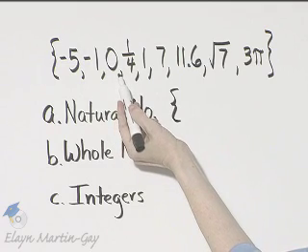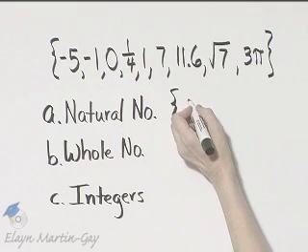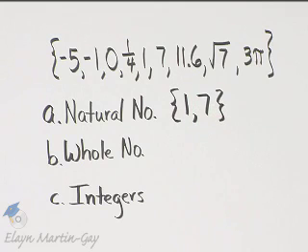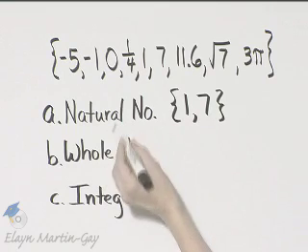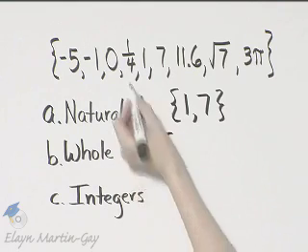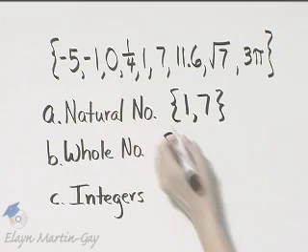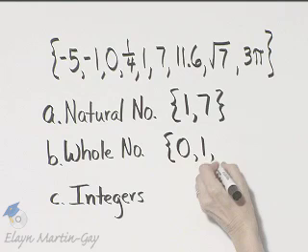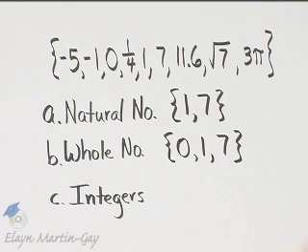0 is not a natural number. 1 is, and 7 is, and those are the only two natural numbers I see. Let's move on to whole numbers. The only difference between these two sets of numbers is that the whole numbers contain the number 0, which is in this set. So whole numbers in this set would be 0, 1, and 7.